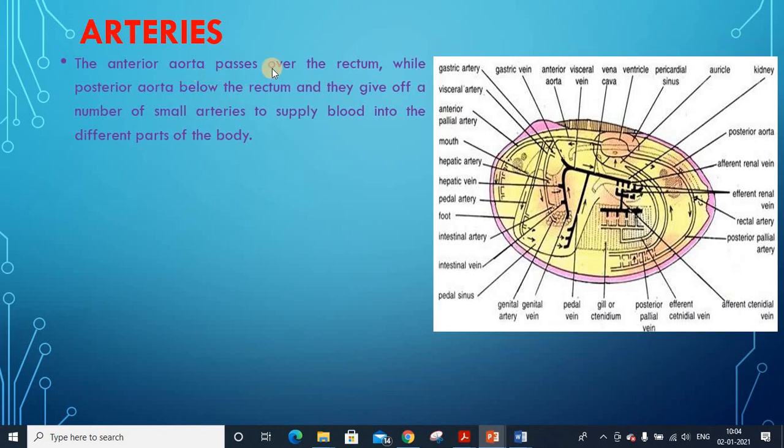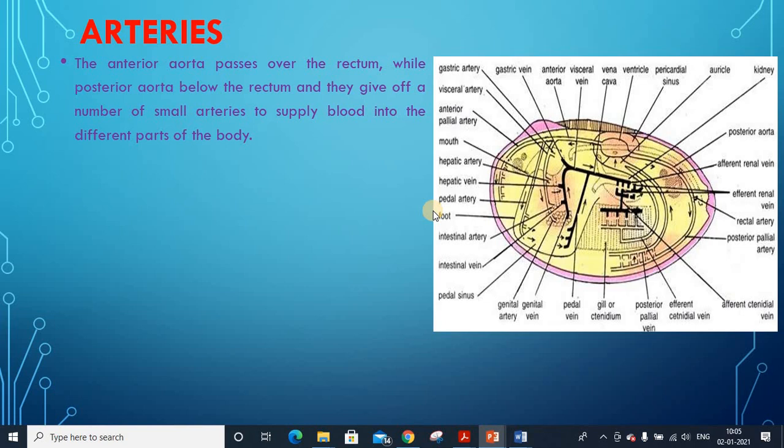The anterior aorta passes over the rectum while the posterior aorta passes below the rectum, and they give off a number of small arteries to supply blood to the different parts of the body. In fact, the anterior aorta gives off three main arteries as shown in the picture. First, the anterior pallial artery supplying the mantle part.